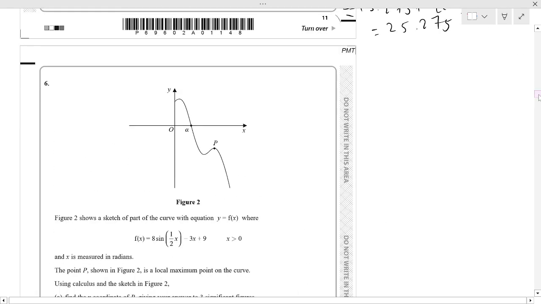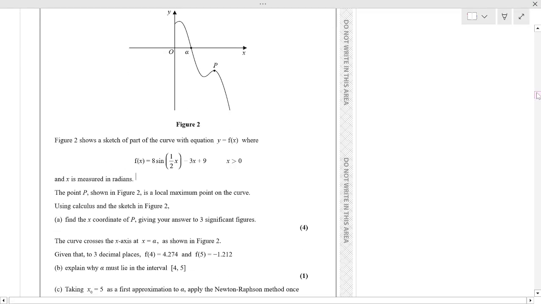So question six, I'm going to go over briefly, because I like to go over the more tricky ones, and that was a fairly tricky one, I feel. This one isn't too bad. So we have a curve, and they're given the equation here. What it's asking us to do is this point P is a local maximum, so that means it has to be a stationary point. So to find the x coordinate, the x coordinate corresponds to dy by dx equals 0.